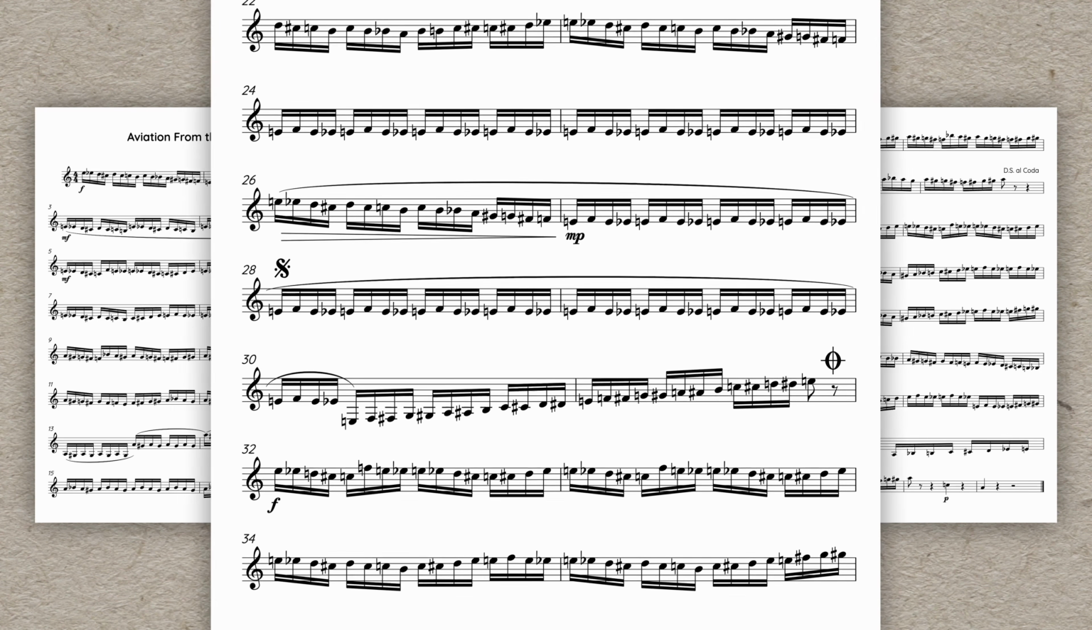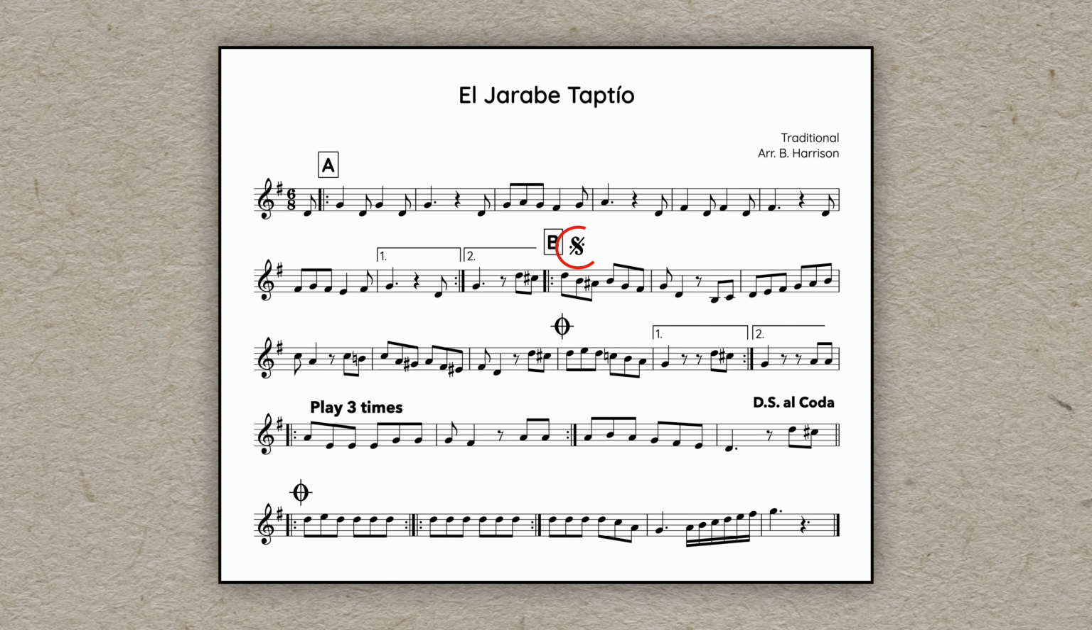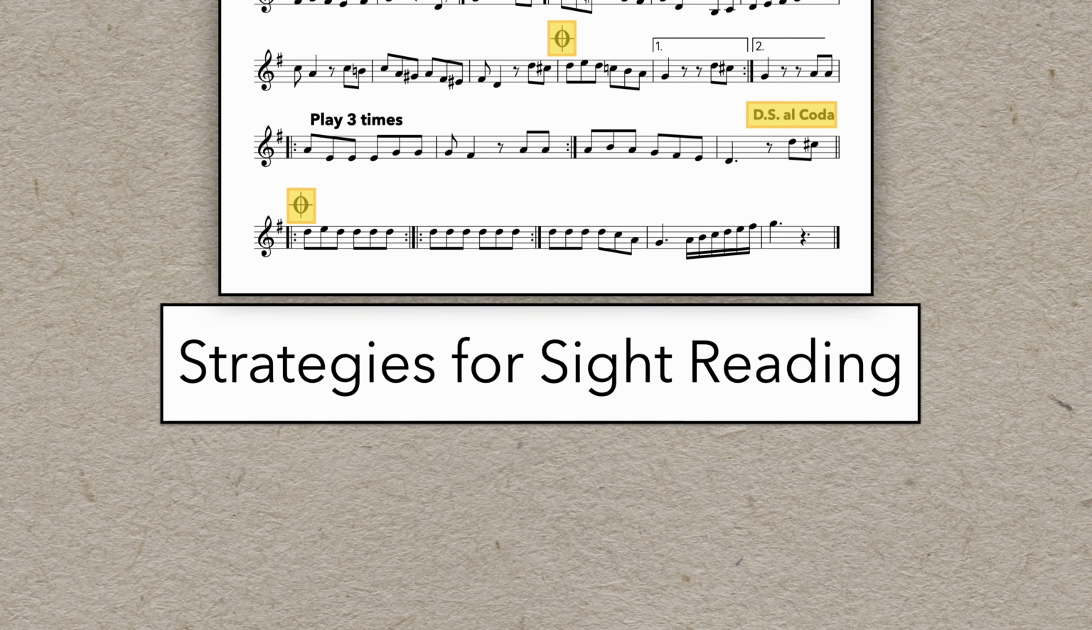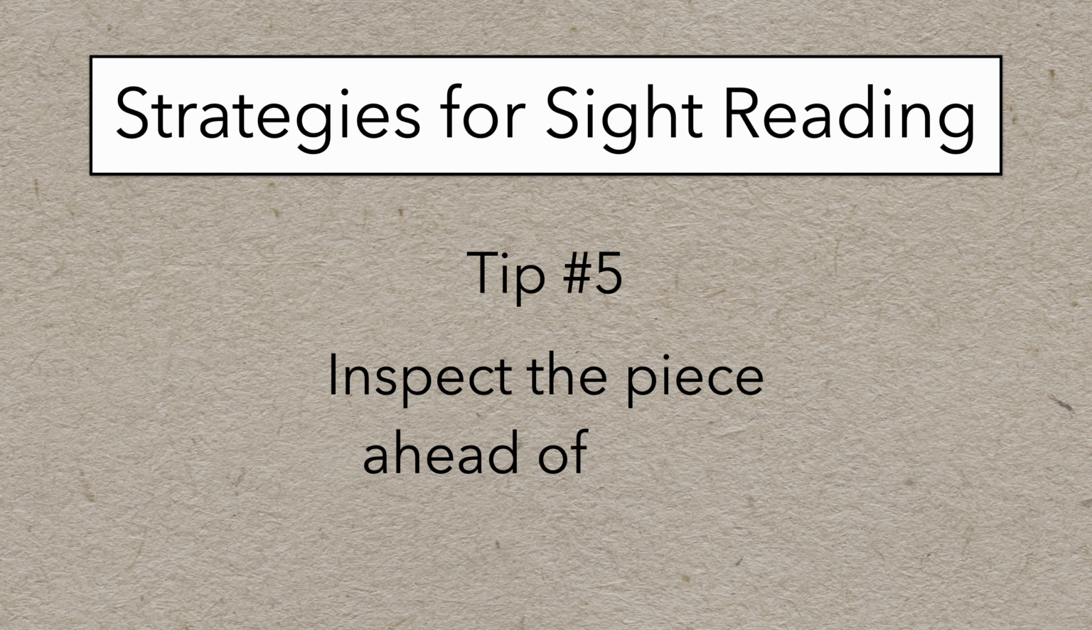Finding the segno in a large piece is kind of like playing Where's Waldo. So, when you get a new piece of music, especially when sight reading, do a quick overview of the piece and notice if there's a DS or a DC and where the sign or the coda is. Sometimes I'll circle it or highlight it to make it easier to find during a performance. In my series on sight reading, this is tip number 5, inspect the piece ahead of time, which includes figuring out the roadmap of the piece.